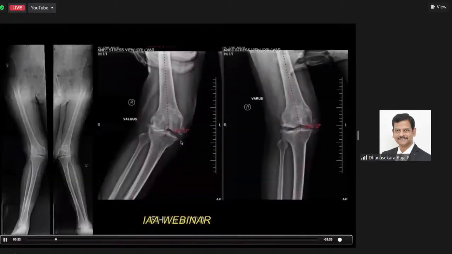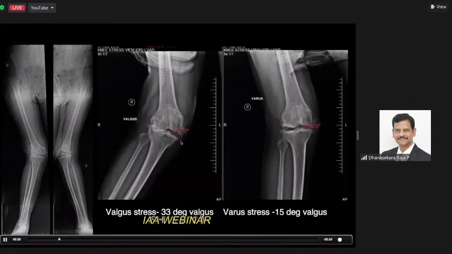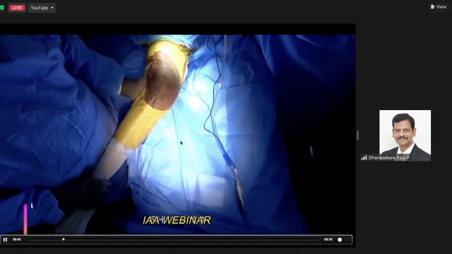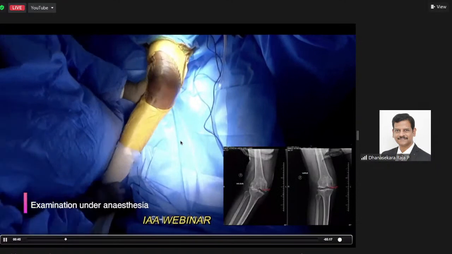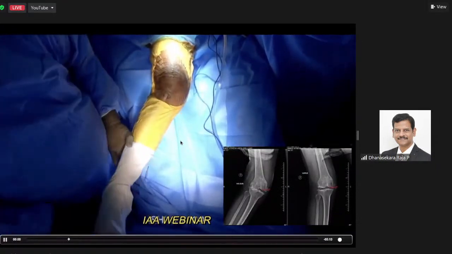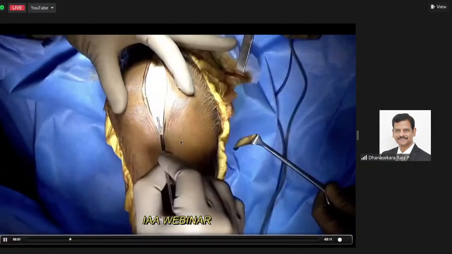In this patient, you can see the valgus is only partially correctable. So 15 degrees of residual valgus is there. We need to correct at least 10 degrees so that your hip-knee mechanical axis is neutral, or the tibiofemoral angle is in 5 degrees of valgus. So, the stress examination under anesthesia.